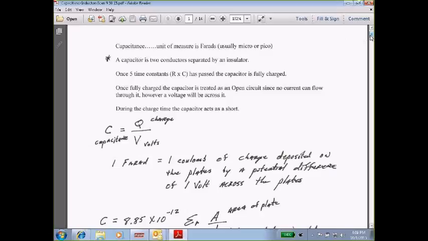Most capacitors are a fixed value, but they do make variable capacitors. And kind of giving away my age here, if we talk about tuning a radio, for example, and tuning it into the radio station, that tuner, you're dealing with a variable capacitor.